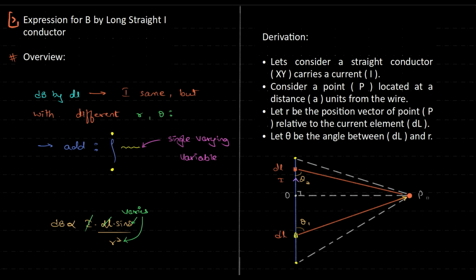Okay, so let me just do this. Now the derivation starts in this way. First, we are looking at a straight conductor, which we're naming XY, and we have the current I flowing through it. We're considering a point P, which is A units away. OP is A units. We're looking at R, the position vector to P, and we are relating the current element dl, theta being our angle between R and dl.